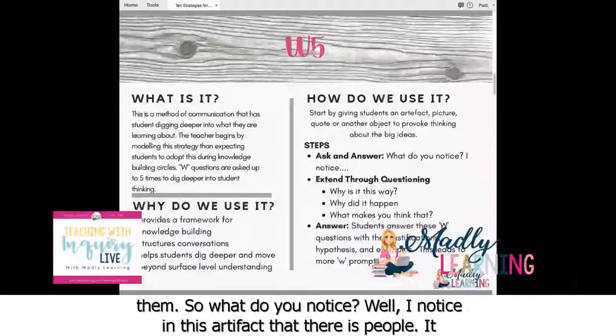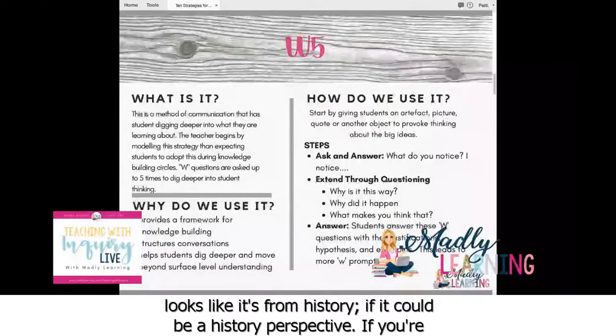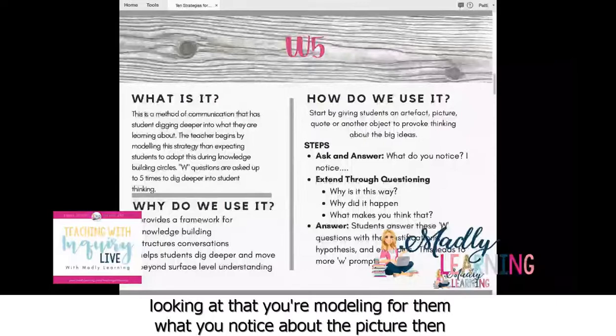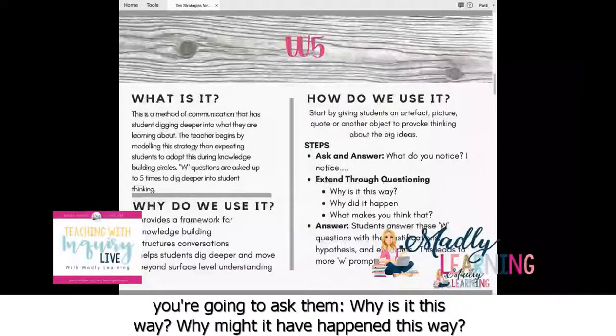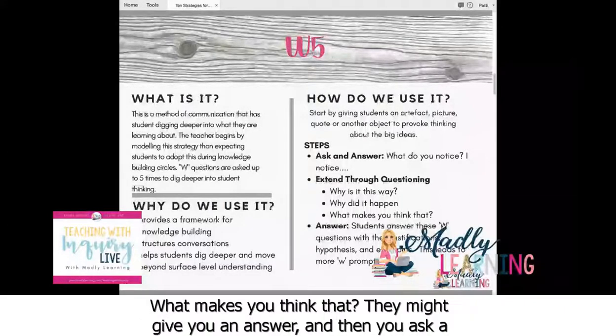So what do you notice? Well, I notice in this artifact that there are people, it looks like it's from history, it could be a history perspective. So you're modeling for them what you notice about the picture. Then you're going to ask them, why is it this way? Why might it have happened this way? What makes you think that?